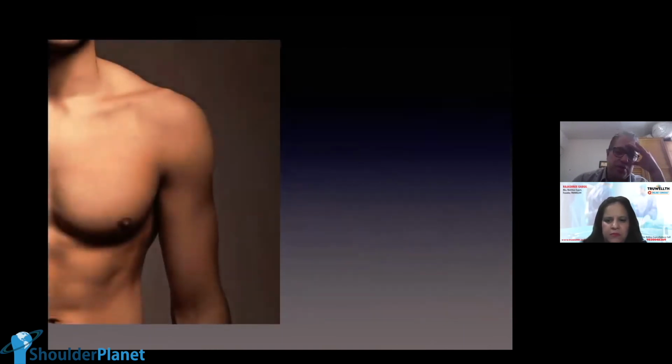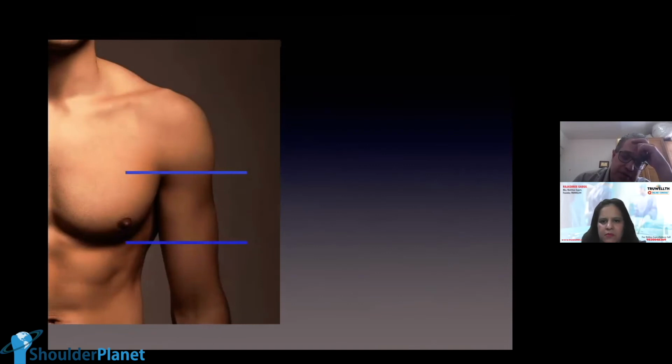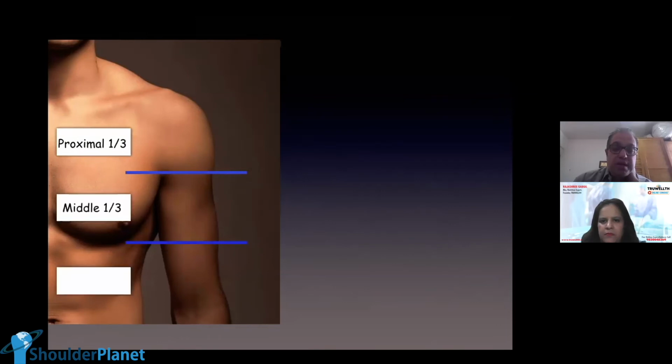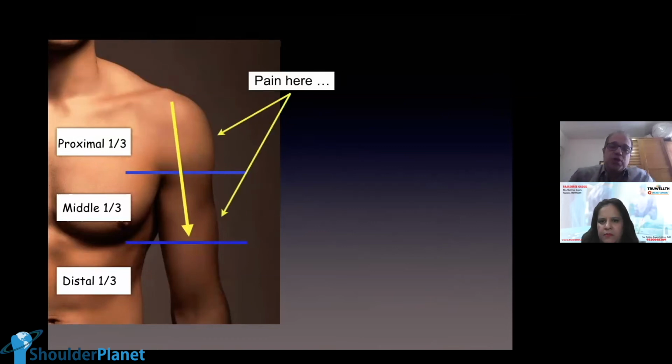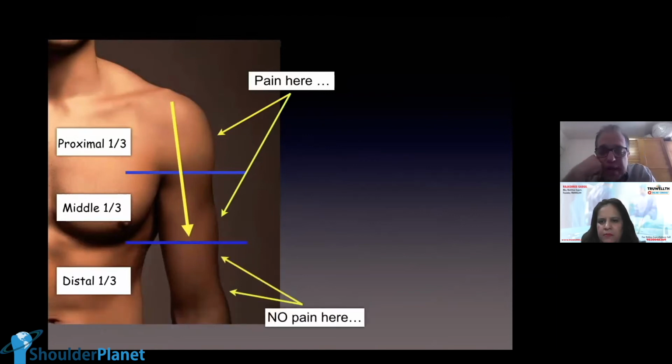And this is another important thing. When we look at the arm from the shoulder to the elbow, we always divide the arm in three pieces, in three parts that we call thirds. This is the proximal third. This is the middle third, and this is the distal third. So as a rule, rotator cuff pain will happen in the proximal third and in the middle third, in a way that in the proximal and middle third, the patient will have pain. And in the distal third, close to the elbow, rotator cuff pain usually doesn't happen. I'm not saying that this happens all of the time, but it happens in the vast majority of the cases.